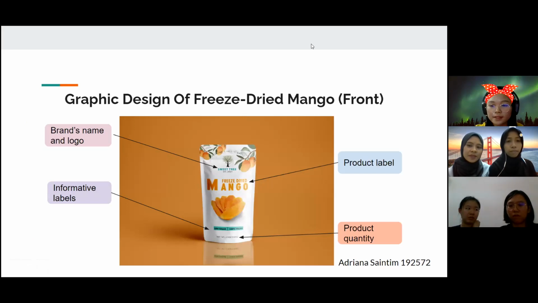So this is the front design for the packaging. We must comply with the mandatory features that need to be in the packaging, which include the brand's name and logo, which is Sweet Tree, and this is our logo, and the product label, which is freeze-dried mango, the informative level such as no sugar added and 100% vegan, and also the product quantity. It states how much our product actually contains.